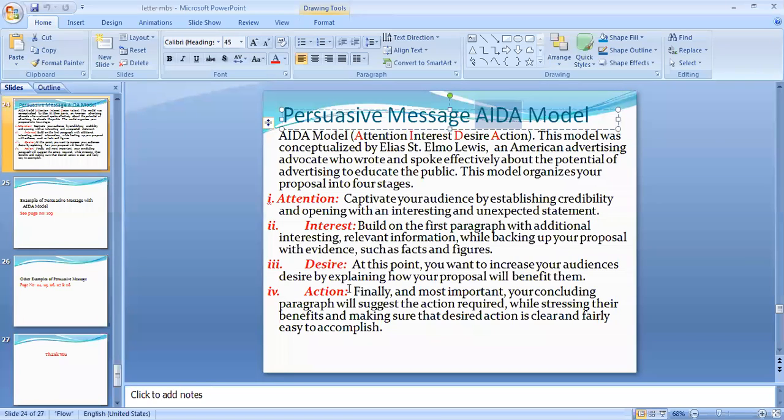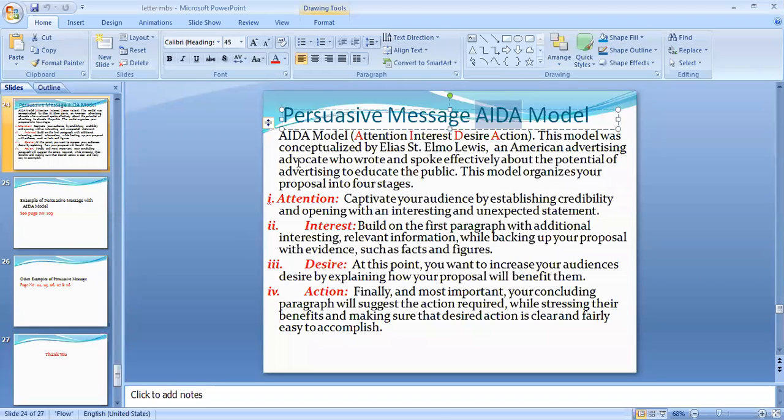So sometimes the examiner gives you a case and he misses, suppose, desire or attention, one part, and then asks the question why the message is not clear, why the speaker in this case fails to convince the audience, fails to convince the employees. At that time you have to focus on this AIDA model. So AIDA model means attention, interest, desire and action.